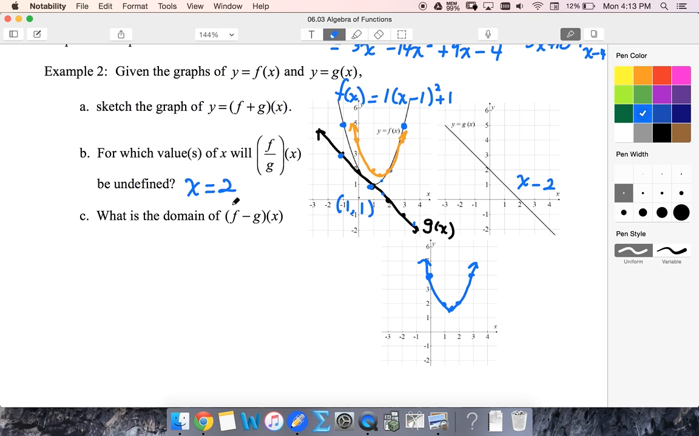The domain, what are the x values allowed when I subtract our two functions? Well, we had all reals for f of x. We have all reals for g of x. So when I subtract the two, I'm going to get a new function that still has all reals. It's going to be another parabola shifted over, but we'll have x such that x is an element of reals as our domain. And that's looking at the graphs.